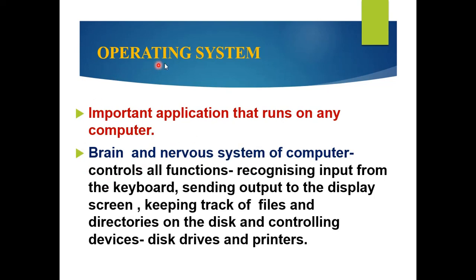Okay, operating system is the brain and nervous system of computer. Why is it called the brain and nervous system? Like our body, in our body the brain controls all our functions, and even nerves play many important roles in our body. In the same way, operating system in computer plays an important role.